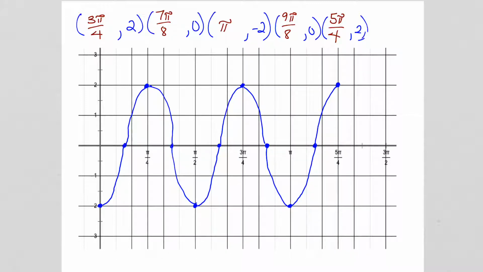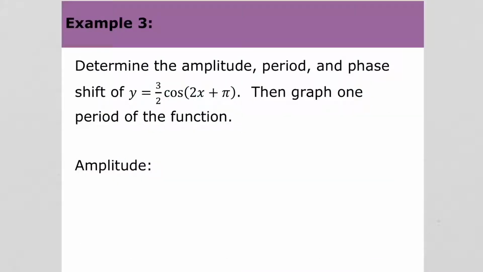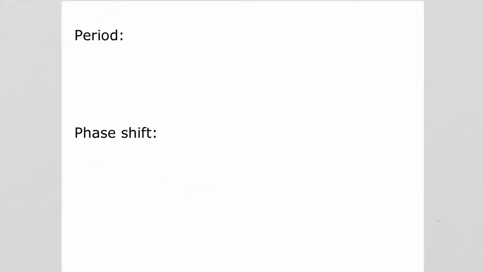Okay, let's look at a couple more examples. Same type deal, just working it several times to make sure you get the hang of it. Amplitude, the number in front. So absolute value of 3 over 2 is 3 over 2. The period is 2 pi over b. So 2 pi over 2. Period is pi.